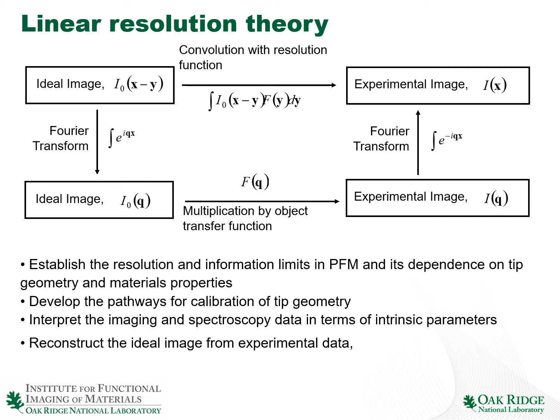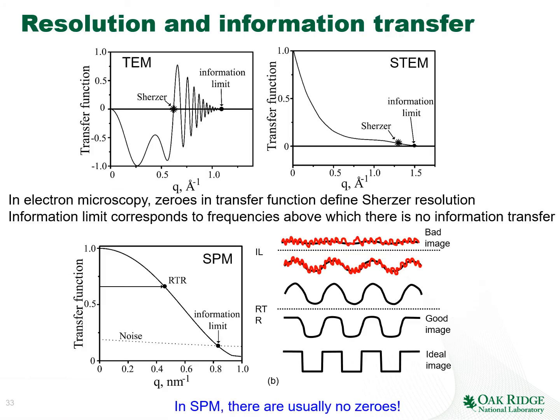So the question is, can we establish the resolution and information limits in PFM, and how do these resolution and information limits depend on the tip geometry and material properties? Can we develop a pathway to calibrate the tip geometry? Can we interpret the imaging and spectroscopy data in terms of the intrinsic material parameters? So what can we learn about the material? And can we reconstruct the ideal image from the experimental data?